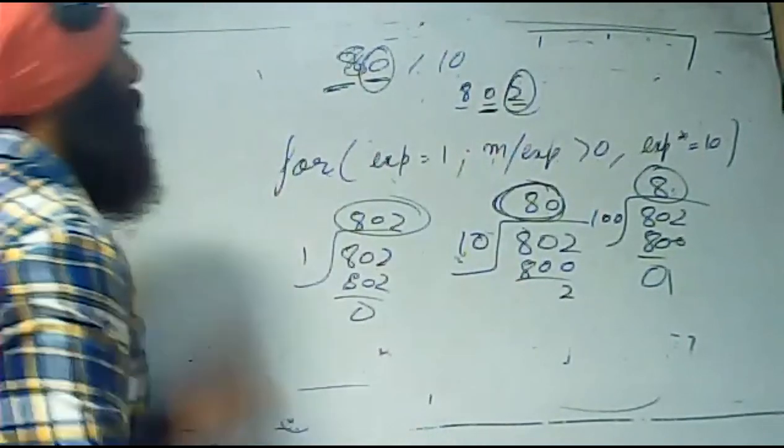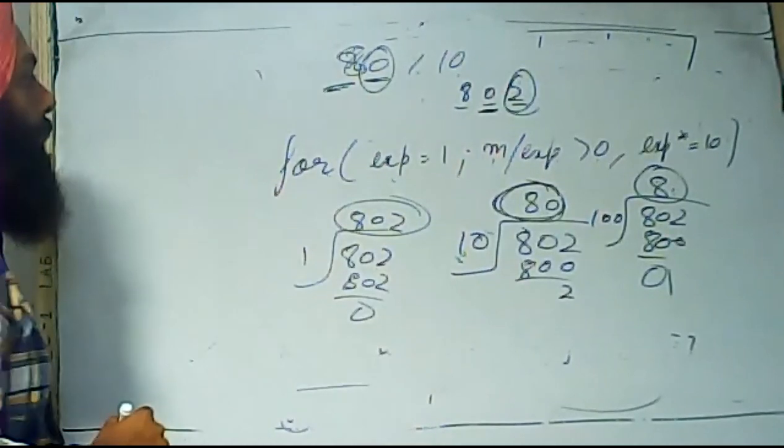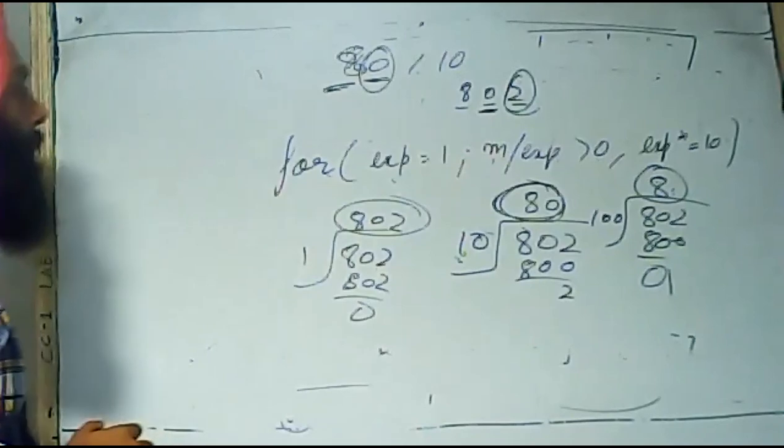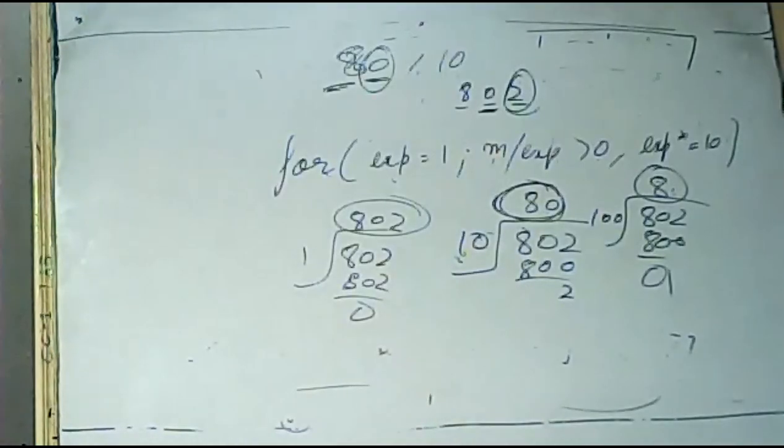We'll see its elaboration in the lab part and its programming. We'll see how it is done and we'll see its elaboration. So that is our radix sort.